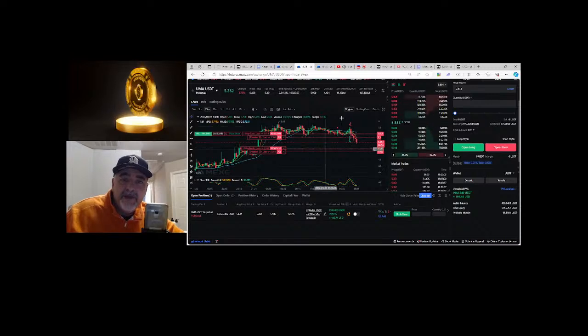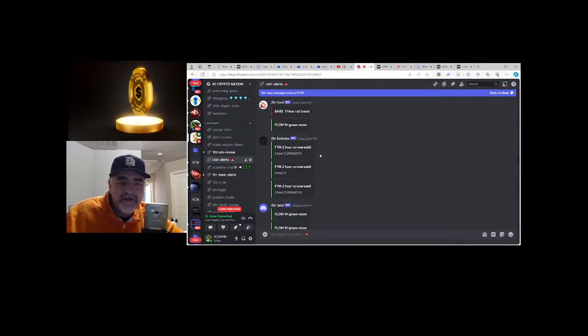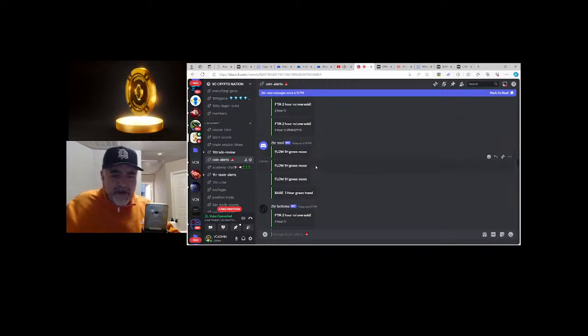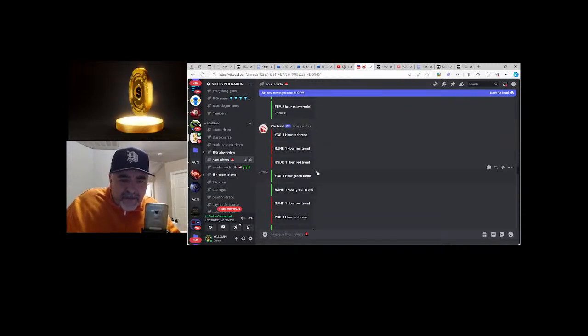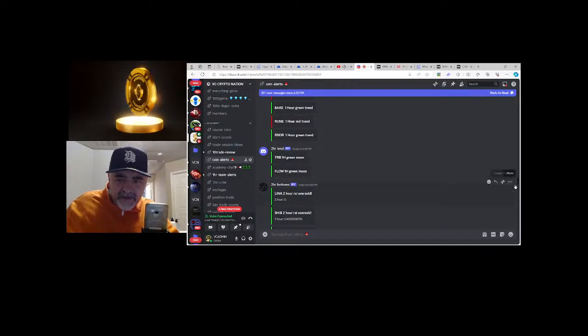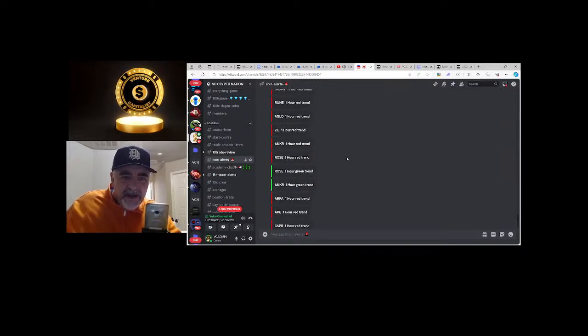So that's what we got so far there. Let's slide over to some other orders. Let's see what's pumping in here. So RSIs, we got Flow with the 1 hour green moon. I'm looking for red moons right now. Let's see what's alerting currently, right? So Rose has a 1 hour red trend, which is what we want. Let's go take a look at Rose. YGG has a 1 hour red trend.